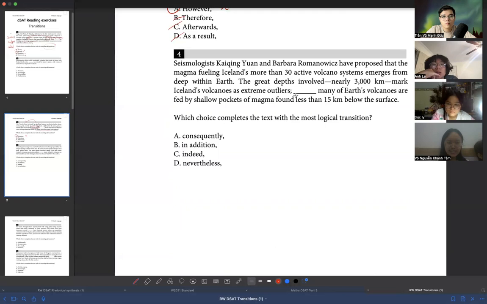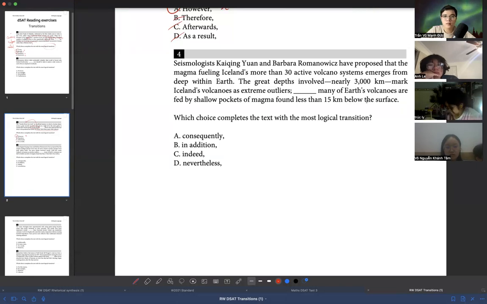I choose D. All right, D, let's see. Seismologists Kelvin Kwan and Barbara Romanovic have proposed that the magma fueling Iceland's more than 30 active volcano systems emerges from deep within Earth. The great depths involved, nearly 3,000 kilometers, mark Iceland's volcanoes as extreme outliers. Many of Earth's volcanoes are fed by shallow pockets of magma found less than 15 kilometers below the surface.